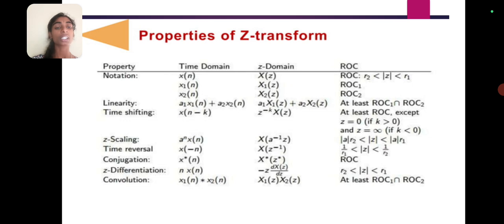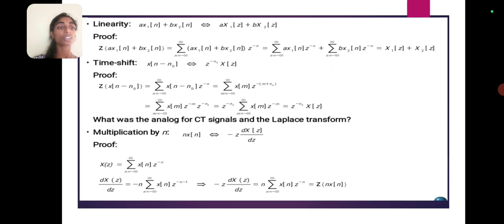Time reversal: x(-n) gives X(z^(-1)), with 1/R1 less than magnitude of z less than 1/R2. Z differentiation: n x(n) gives minus z dX(z)/dz, with R2 less than magnitude of z less than R1. Convolution: x1(n) convolved with x2(n) gives X1(z) X2(z), with ROC at least ROC1 intersection ROC2. Linearity: a x1(n) + b x2(n) gives a X1(z) + b X2(z).